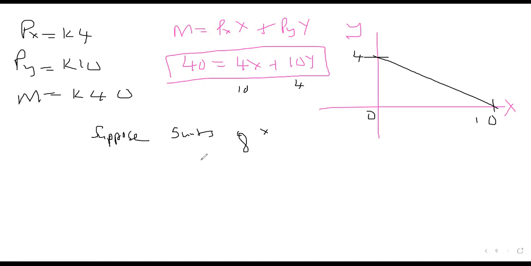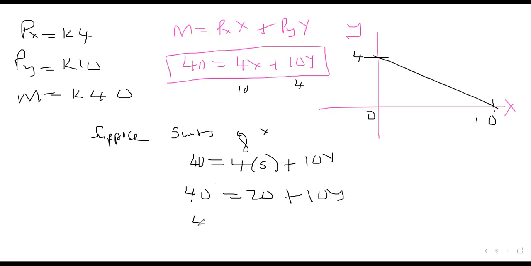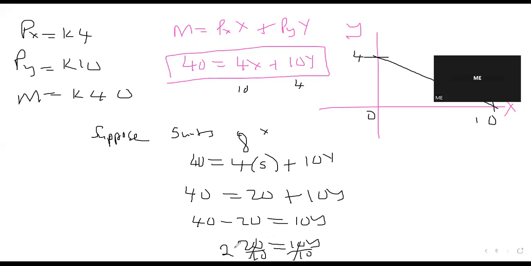So we substitute where there is X. We're going to put 5 for this X, but you're going to have 40 is equal to 4. Where there's X, we put 5. And where there is Y, that's what we want to calculate. So we're going to compute that. What do we have? 40 is equal to 20 plus 10y. When this one goes there, it becomes 40 minus 20 is equal to 10y. And here we're going to have 20 is equal to 10y. We divide both sides by 10, so here we're going to have a 2.